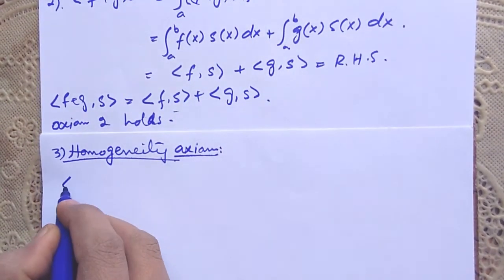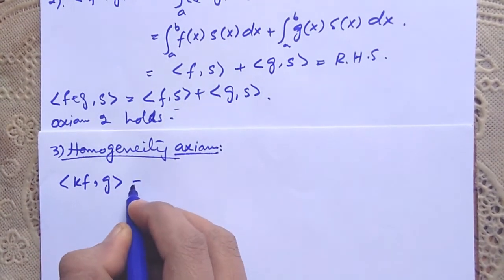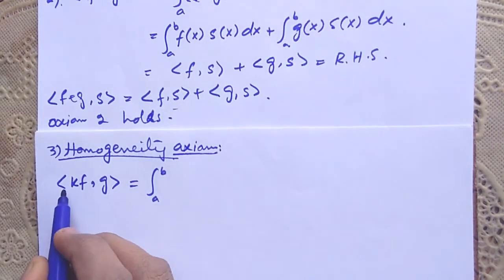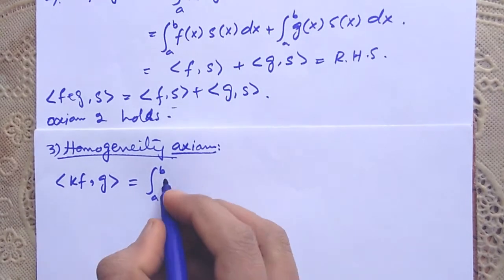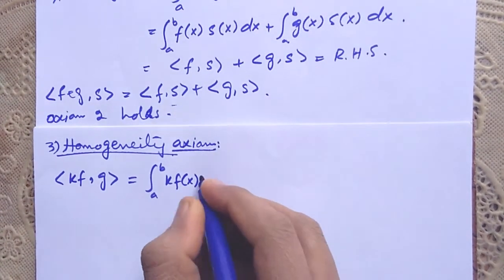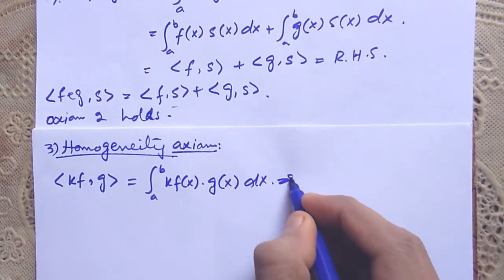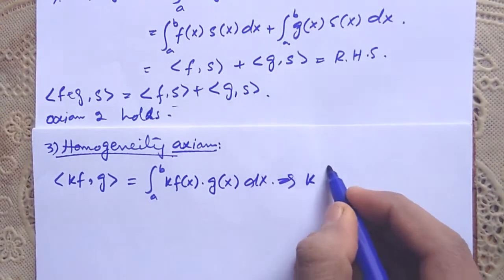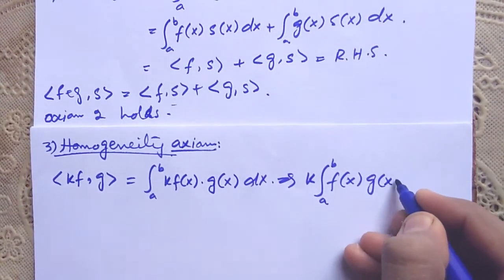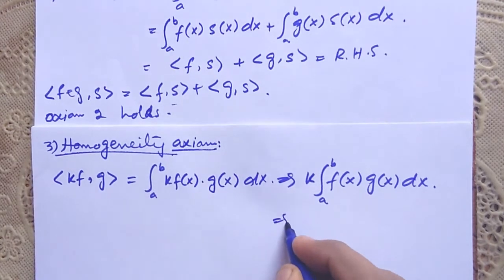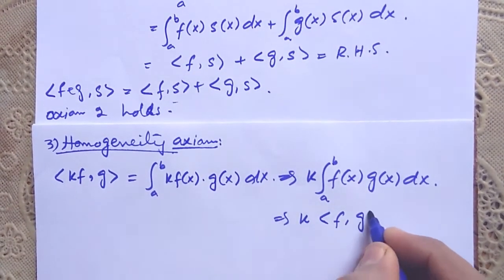So for this we will take the product of k times f and g. It will be the integral from a to b of the product of kf and g, meaning k times f of x times g of x dx. So you can write it as k times the integral from a to b of f of x times g of x dx, and it is equal to k times the product of f and g.